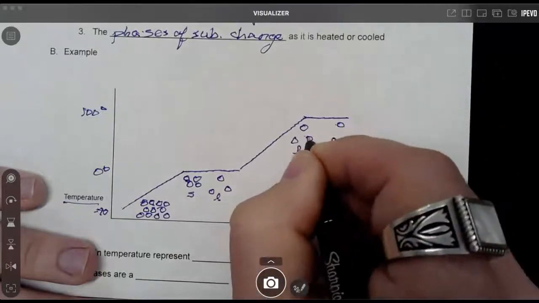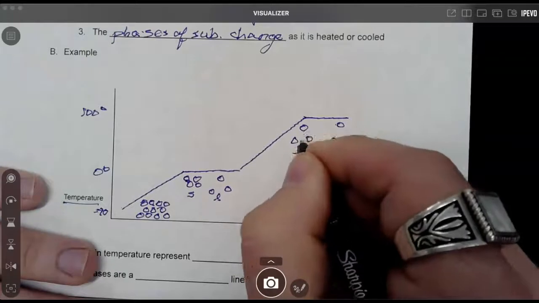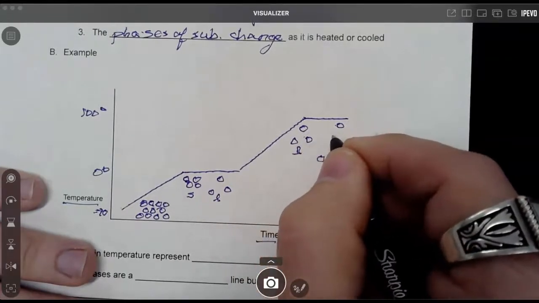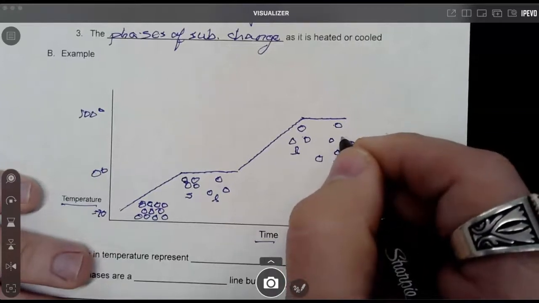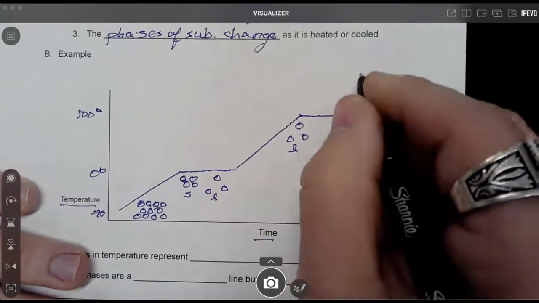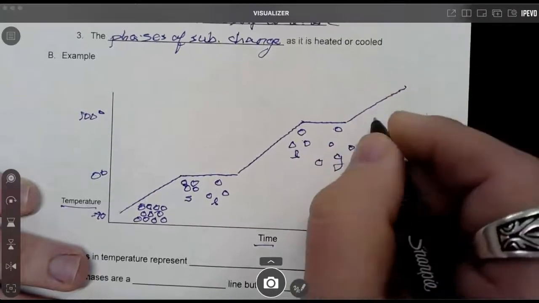Now, it's flat for the same reason. Some of the substance is a liquid, and any energy we put in is actually being transferred to that gaseous part, the steam, the boiling. This is why the boiling point of water, the temperature stays the same for a while. Then, once all the particles are gas, they start to heat up again.